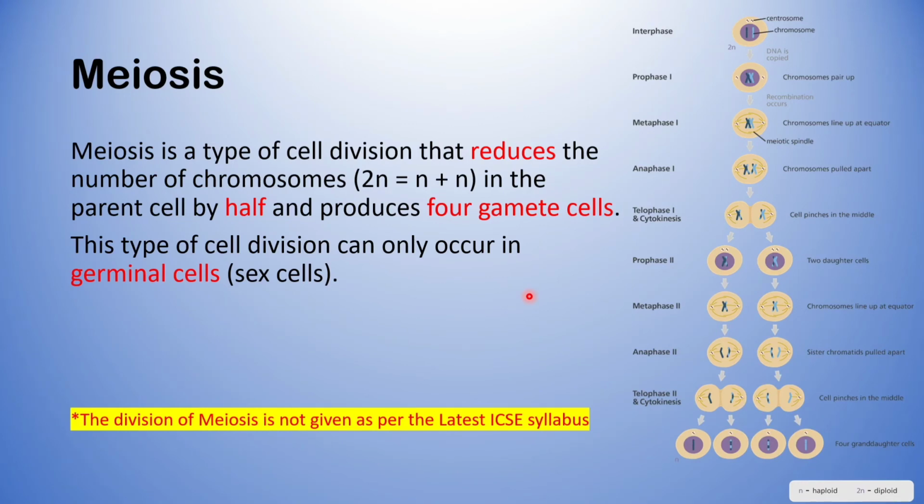This type of cell division can occur only in germinal cells. Germinal cells means sex cells, like what? Sperm and egg cells, right? And I better remind you that mitosis causes all the somatic cells except sperm and egg cells, and meiosis causes only the germinal cells, the sex cells like sperms and egg cells.